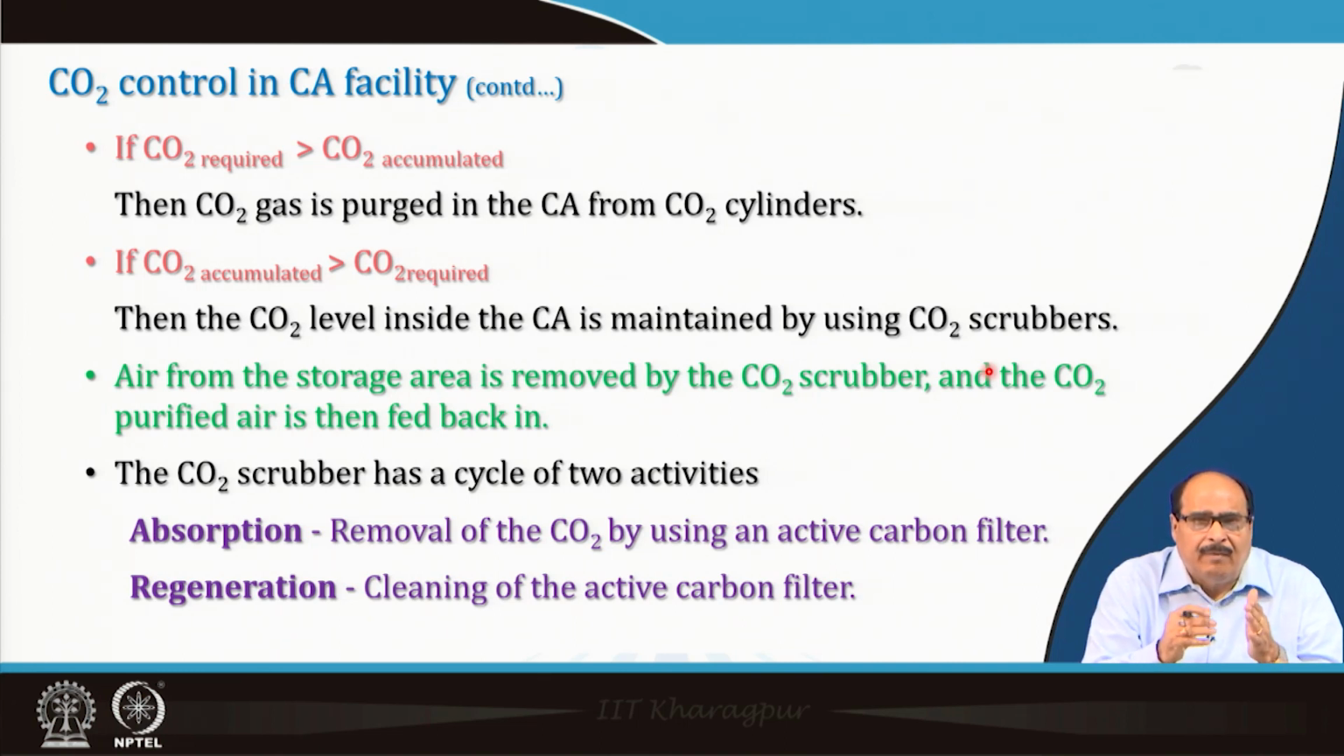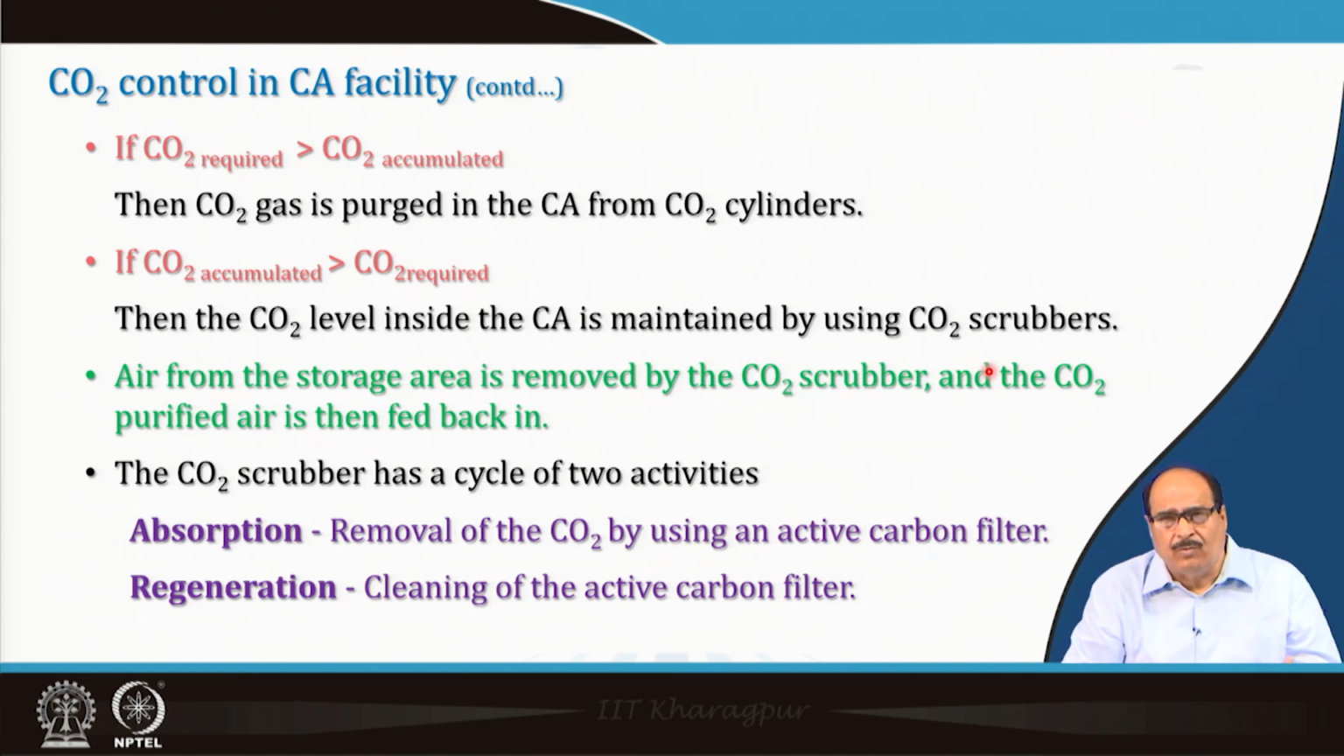Air from the storage area is removed by the CO2 scrubber and the purified air is then fed back in. The CO2 scrubber has a cycle of two activities: absorption, that is removal of CO2 by using an active carbon filter, and regeneration, which does cleaning of the active carbon filter. In this way one can regulate, control and maintain the carbon dioxide level.